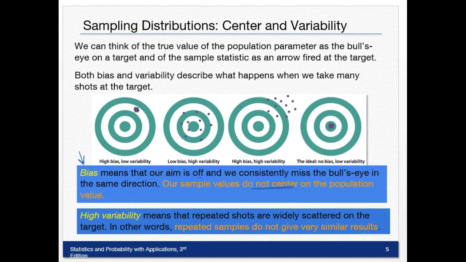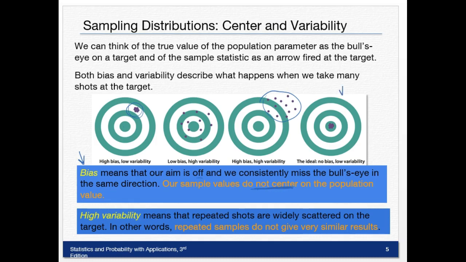Now, look at the third target here. High bias, meaning it completely misses the mark, and it's high variability. They're all kind of spread out. They're not clumped together like they were over here, where they have really, really small variability.